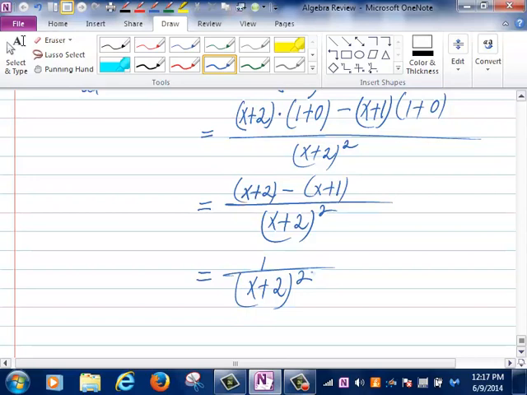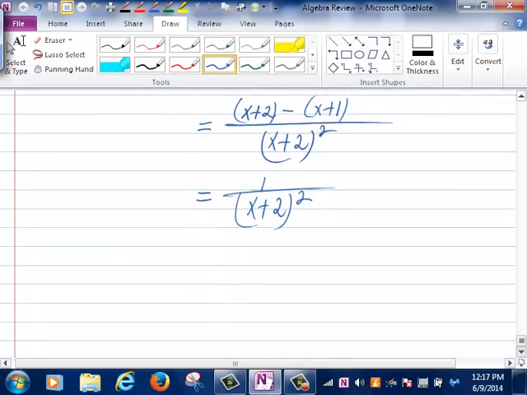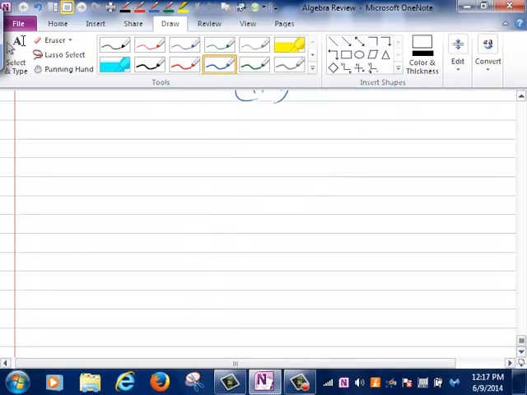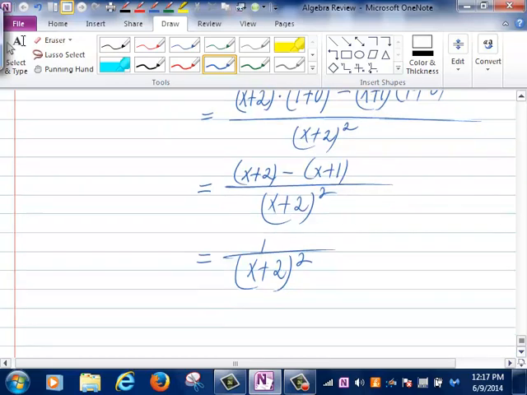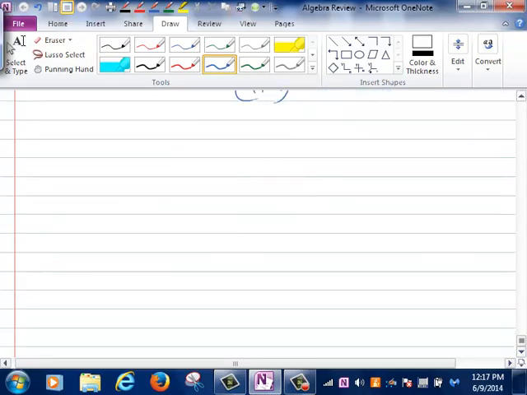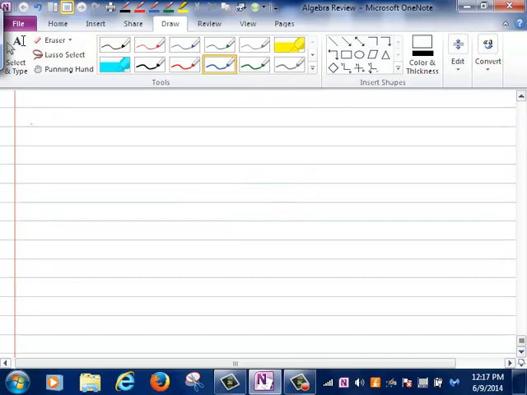Okay, so I want to go over more examples now. For the rest of the time, I'm just going to go over some examples of using all these formulas that we learned.